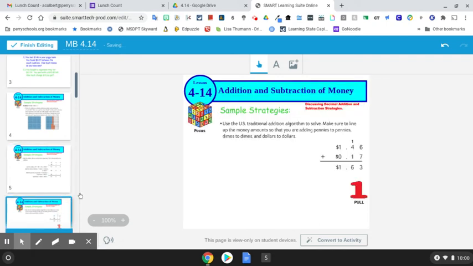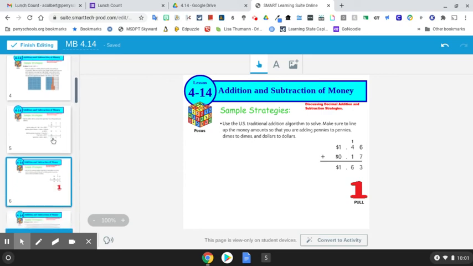Finally, the U.S. traditional algorithm to solve, you've got it lined up just the same as the partial, except this time you start with the 6 and the 7, which is 13. So you put your 3, carry your 1, and then you do 4 plus 1 plus 1 is 6. 1 plus 0 is 1, getting $1.63 again.